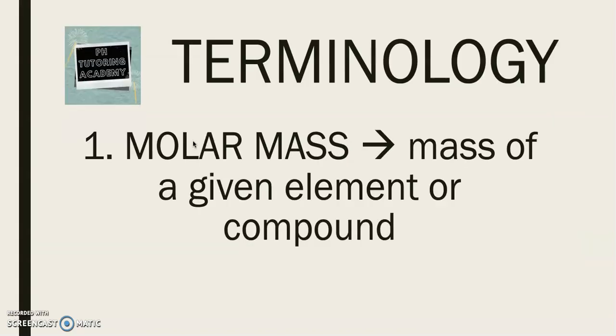Okay, so before we start the real solving, let's discuss some common terms used in these chemistry problems. First, molar mass is the mass of a given element or compound. Let's say, for example, we're trying to find the molar mass of hydrochloric acid. The way you find the molar mass is that you find the mass of each individual element and then you add them together, and that is the molar mass.